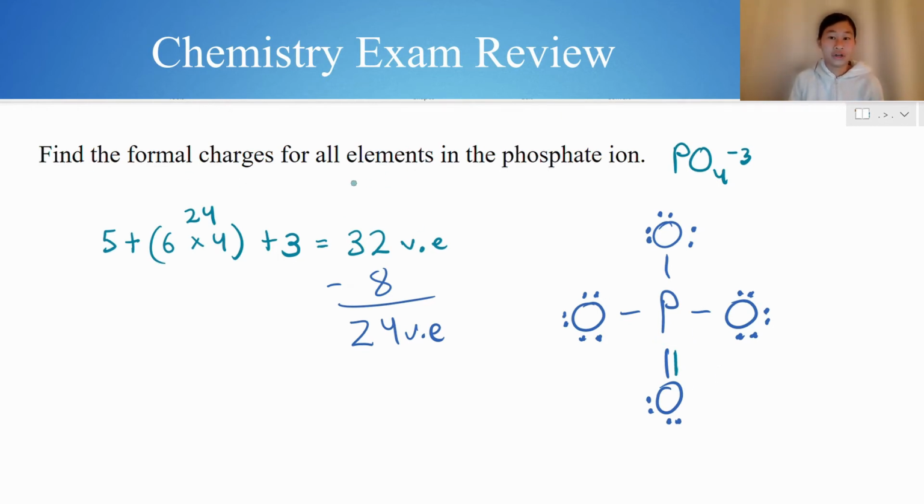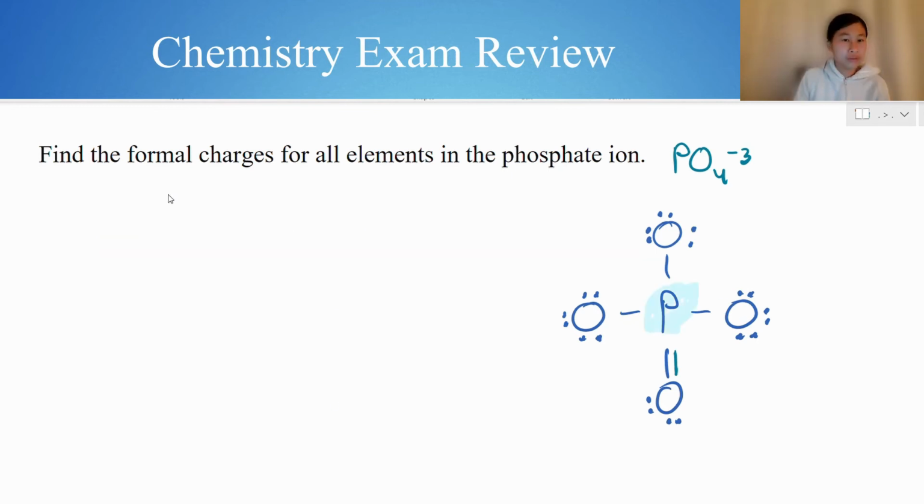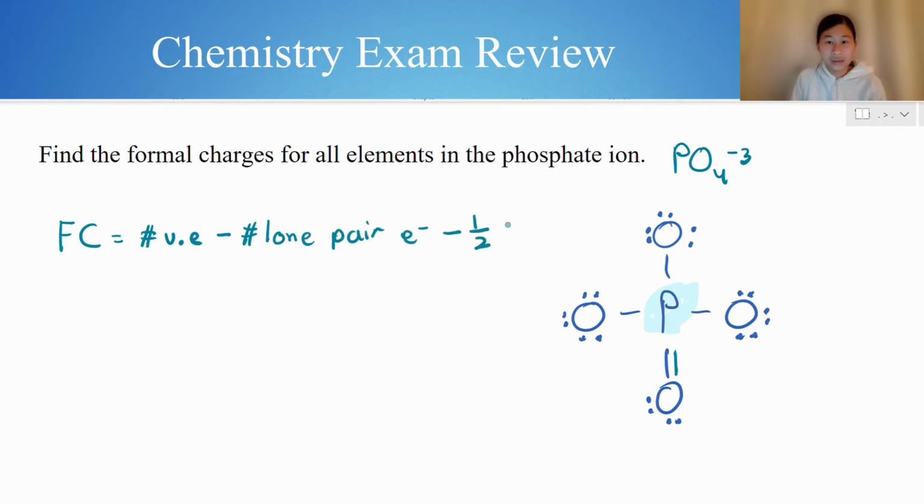Now let's find the formal charges for this compound. Now, how do we find formal charge? Well, I'll use Fc as formal charge, and you might have seen this formula. It's the number of valence electrons minus the number of lone pair electrons minus half the number of shared pair electrons.